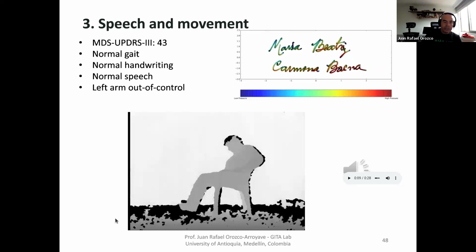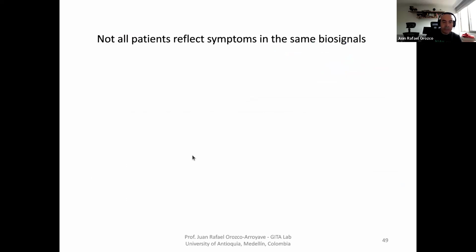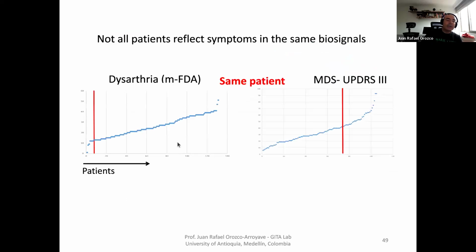And we also found another piece of evidence here. What we did was, according to the MDS-UPDRS, we sorted all of the patients that we have recorded, and she was in this position. So it was the intermediate to advanced position. But when we evaluated the dysarthria level of all of the patients, she was in the beginning.